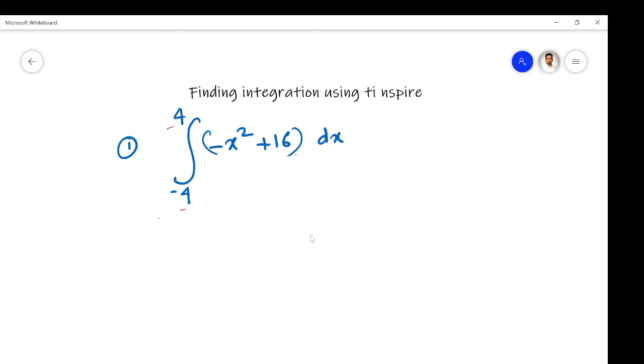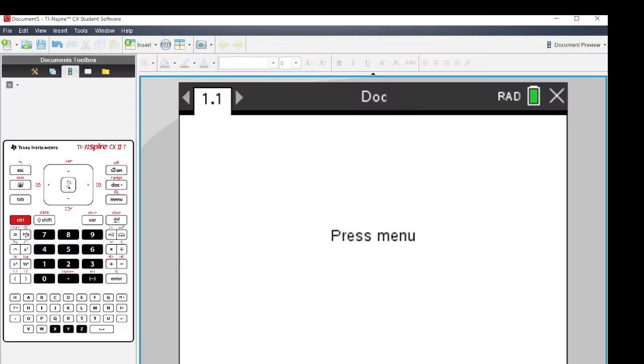So these are known as the limits: this is known as the lower limit of the integral, and this is known as the upper limit of the integral. So this is my function. In order to find the integral, I will open my calculator, TI Inspire.